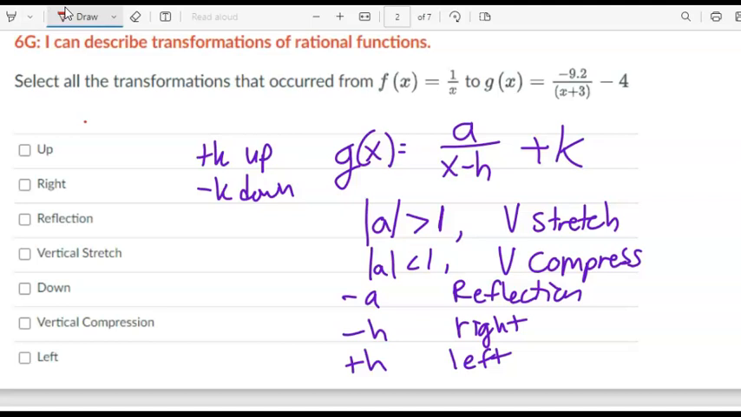So from that, we could go ahead and look at this. We have a negative right here, so that's a reflection. This was bigger than 1, so that means it's a vertical stretch. We have a plus 3 here, so this could go left. And then we have a minus on the outside, so this could go down. And then from there, you would just check each of those off. So there was a reflection. There was a vertical stretch. It goes down, and it goes to the left.